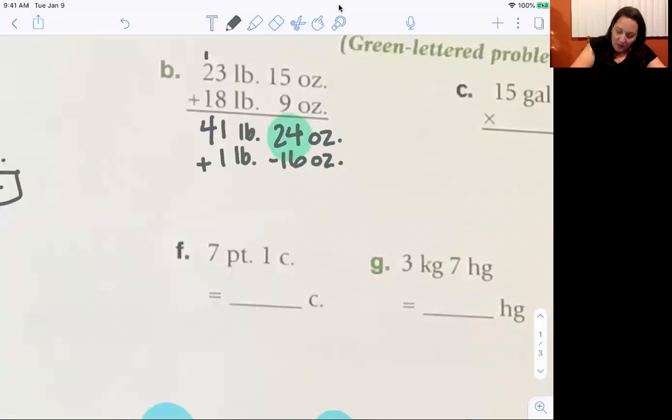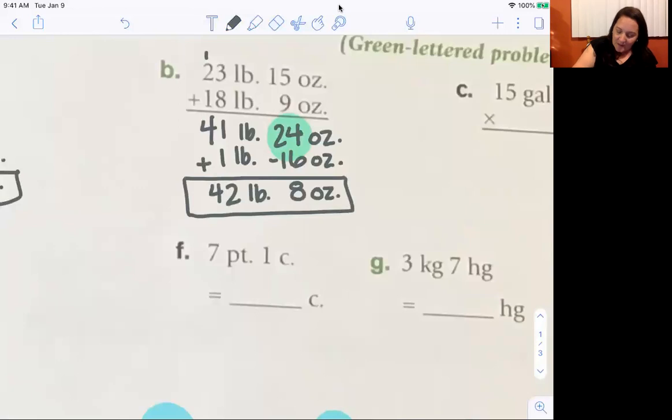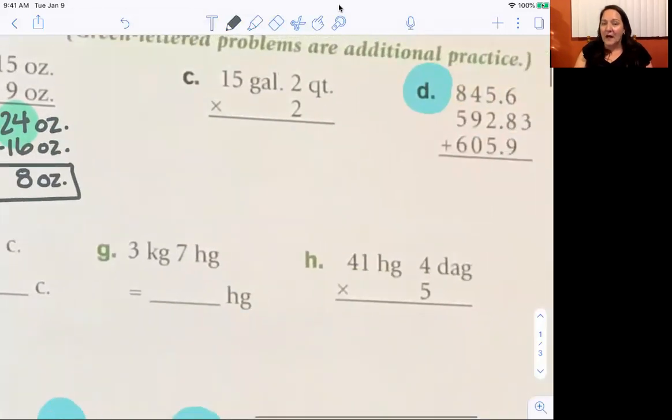Add 1 pound. I'm not taking anything that's not there. What I'm doing is basically exchanging the 16 ounces for the 1 pound. So 24 minus 16 is 8 ounces. 41 plus 1 is 42. 42 pounds, 8 ounces. Well, what about if we're doing multiplying?